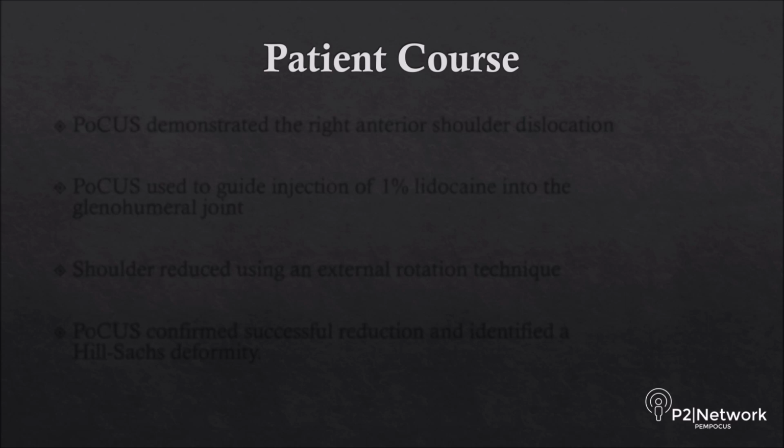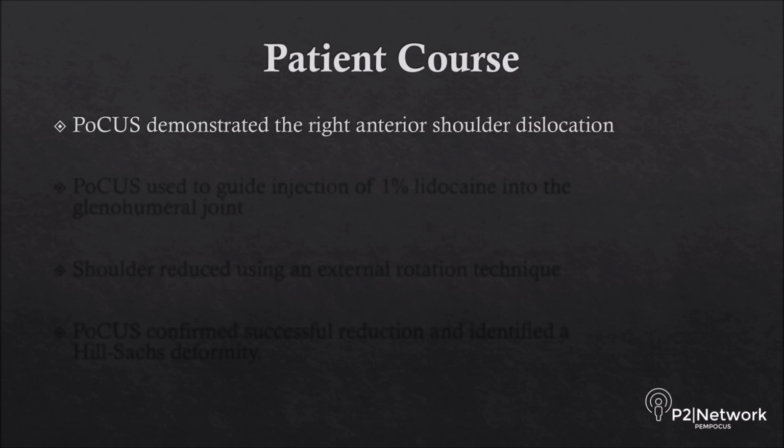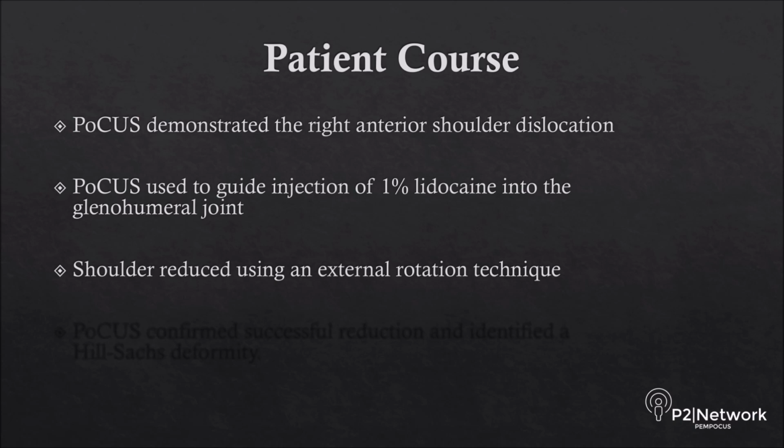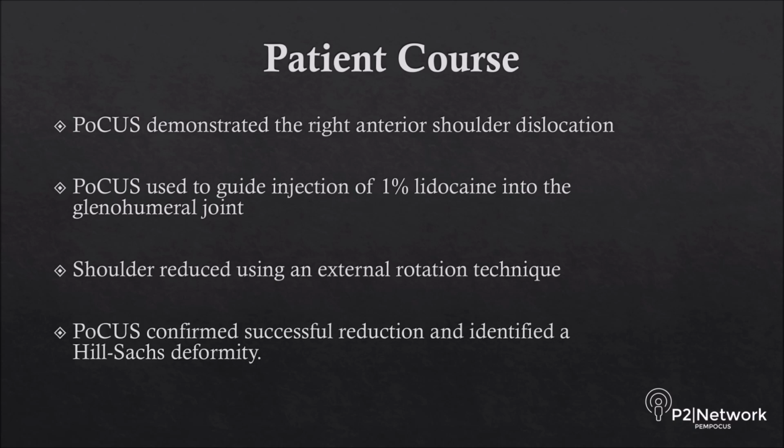The patient's ER course was as follows. The emergency physician performed point-of-care ultrasound, which demonstrated a right anterior shoulder dislocation. Using sterile technique, POCUS was next used to guide the injection of 1% lidocaine into the glenohumeral joint space in order to provide regional anesthesia. The patient's shoulder was then reduced using an external rotation technique.